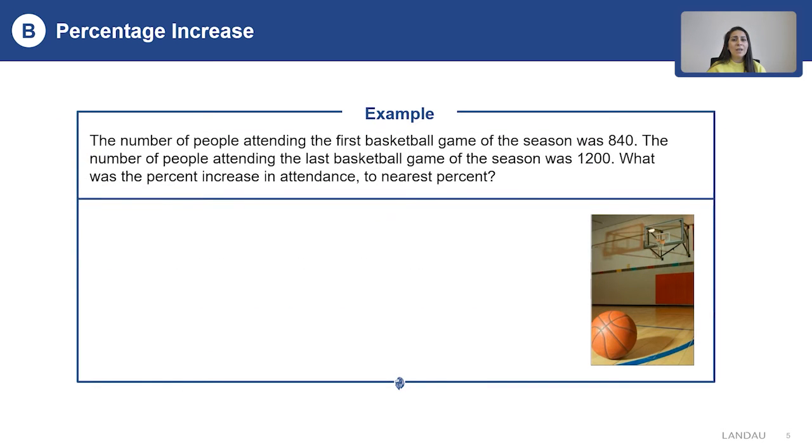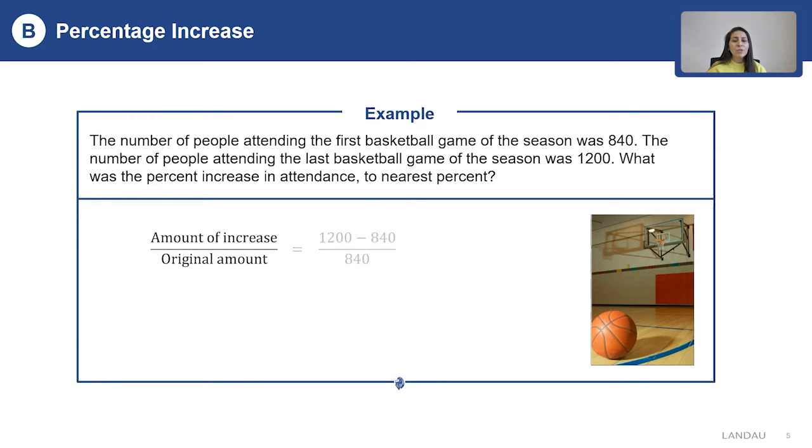Let us now study the example. Take your time to read the problem. I will now ask you some questions related to the problem. What was the original value? The original value was 840. What was the new value? The new value was 1,200. We have to first find the difference.